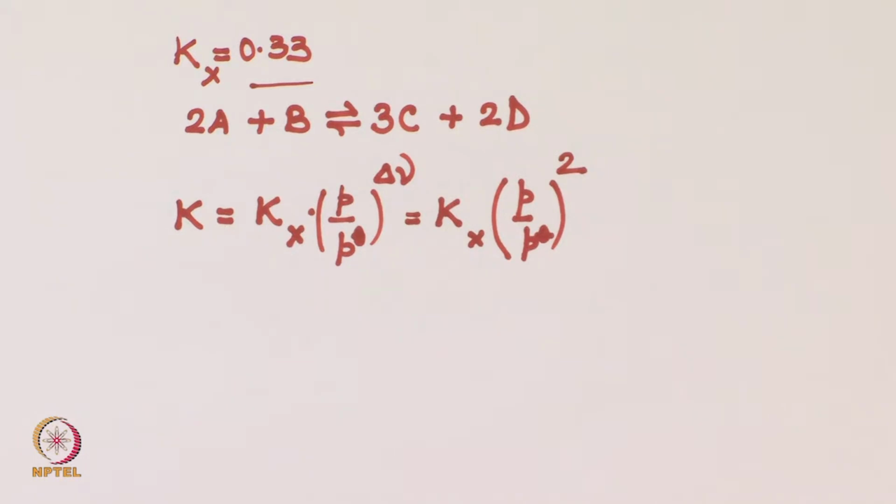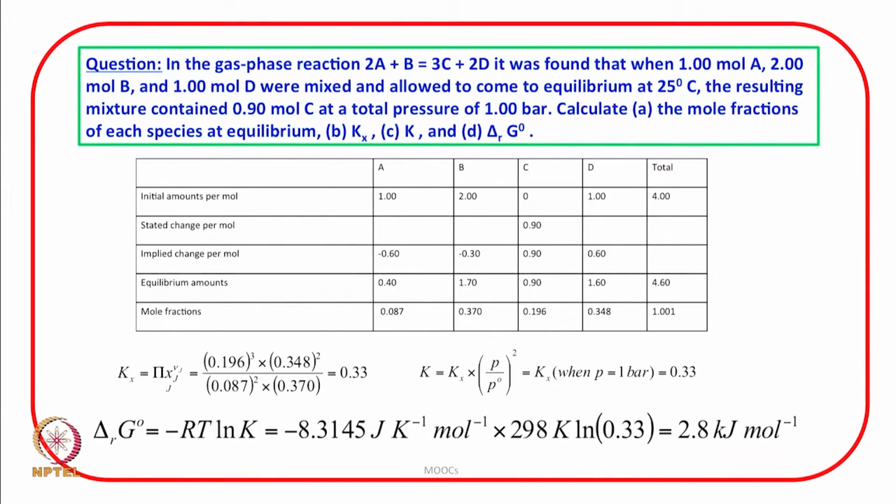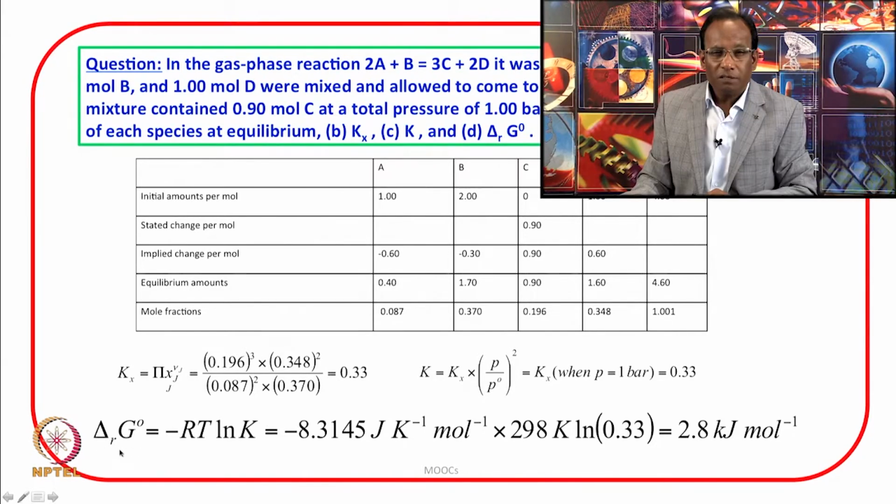Let us go back to the slide. We derived this in the previous lecture. And we just discussed that when total pressure P is 1 bar, P naught is anyway 1 bar, K will be equal to Kx. Therefore, the value of K comes out to be 0.33. If we know K now, immediately we will be able to calculate the standard reaction Gibbs energy, delta rG naught. Delta rG naught is minus RT log K.